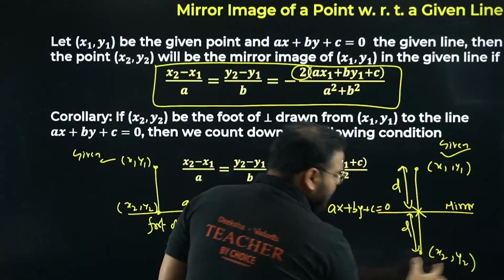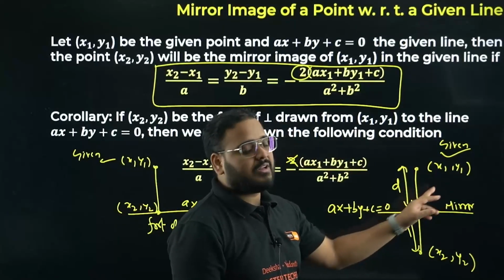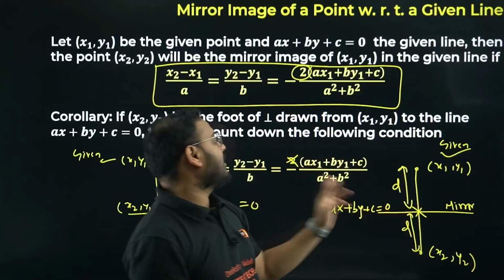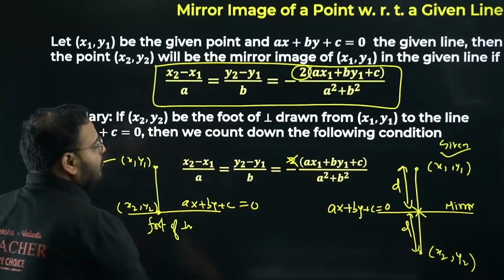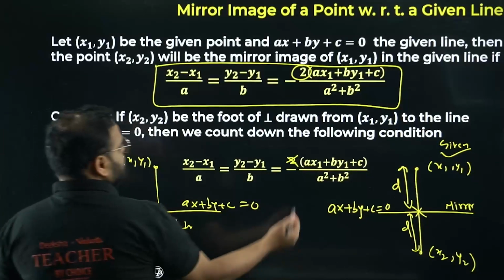That's why this 2 comes when you're looking for this entire distance from here to here. When this x2 y2 represents the mirror image of the point x1 y1, then we take the 2 factor over here. But in the case of only the foot, we don't take the 2 over here. I hope this is clear. Please check. I'll remove this part.